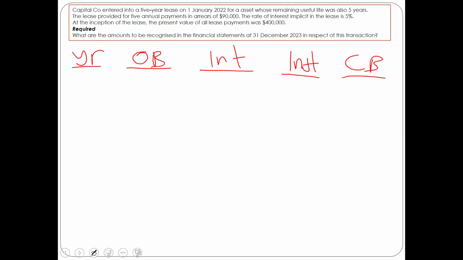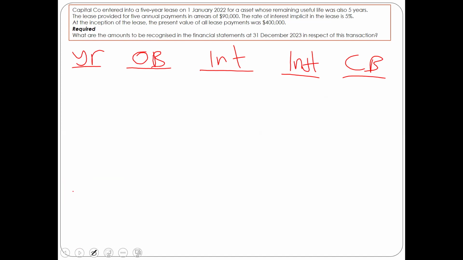So let's say Capital Company enters into a 5-year lease on 1 January 2024, an asset whose remaining useful life was also 5 years. The lease provided for 5 annual payments in arrears. And the interest rate implicit in the lease is 5%. At the inception of the lease, the present value of all lease payments was 400,000.